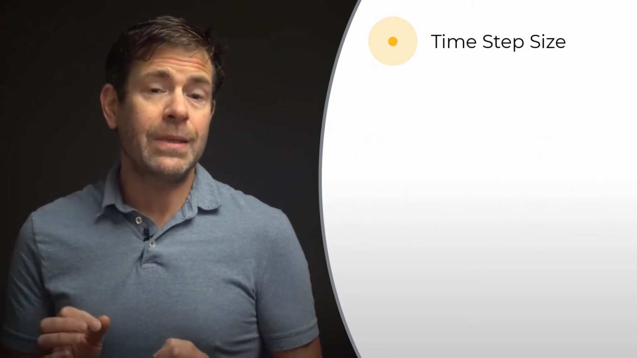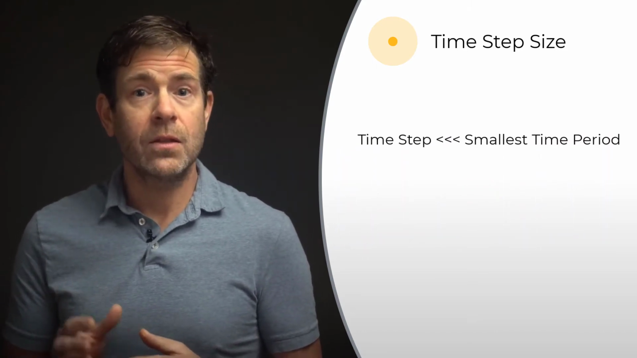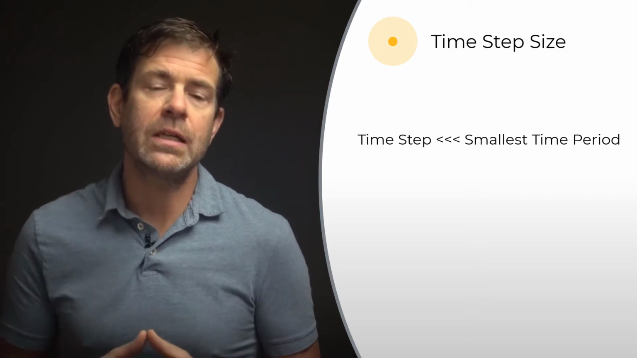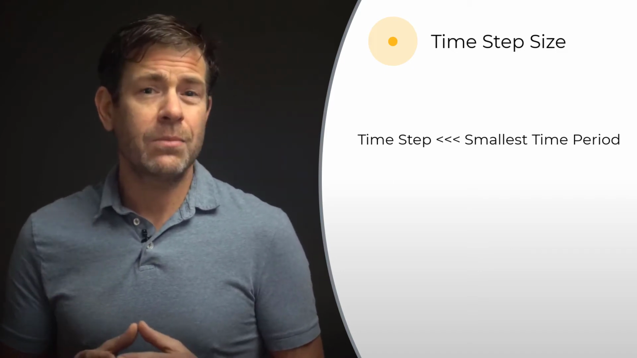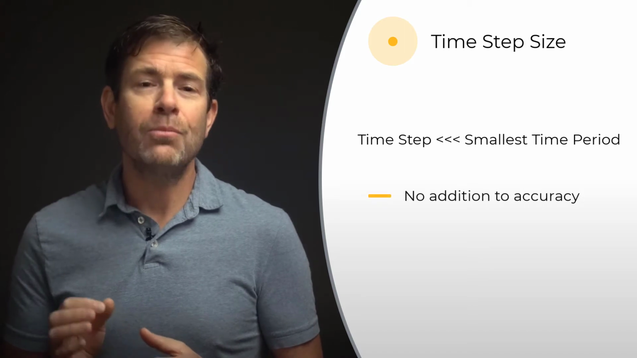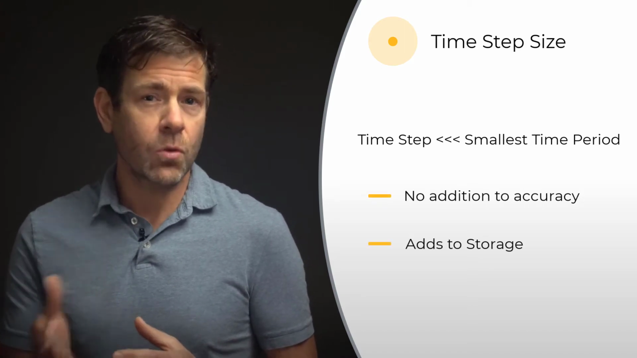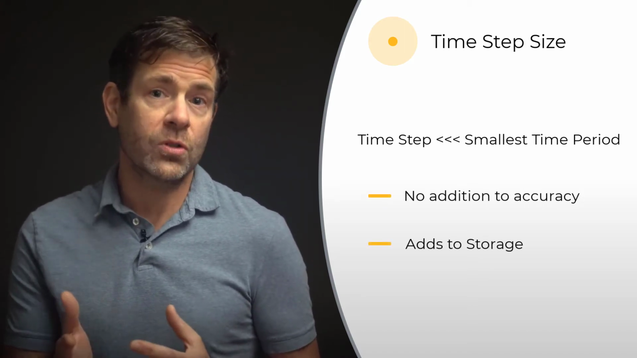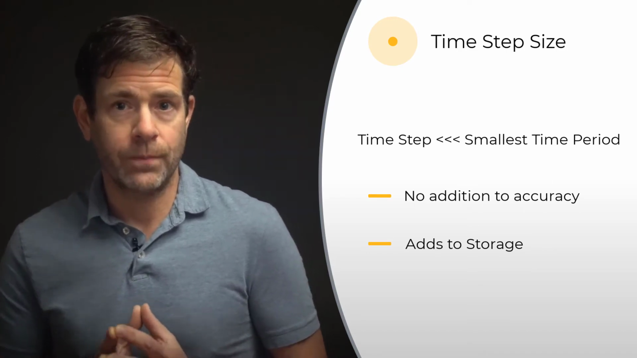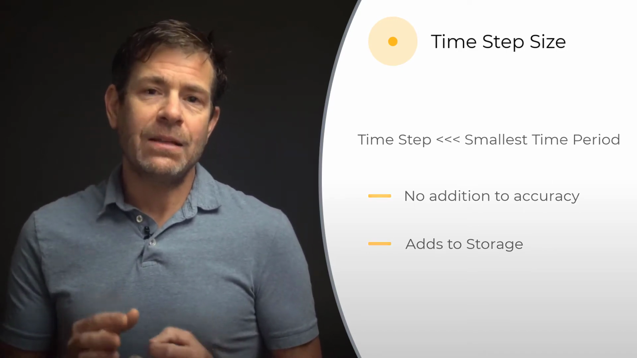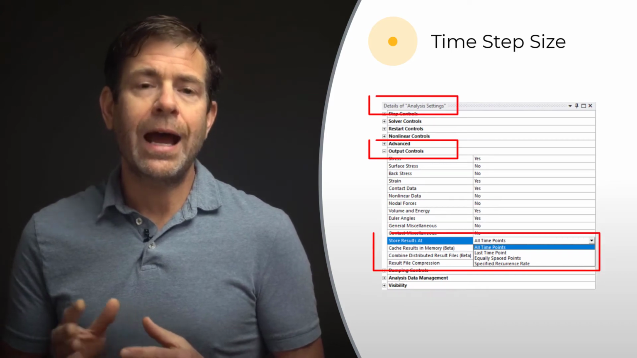Now, if the time step is much, much smaller than the smallest period or the highest frequency, having such smaller time steps adds nothing to accuracy, but just adds a lot in terms of storage because we store the results at each time step by default. And if you're wondering, this can be changed under analysis settings, output controls.